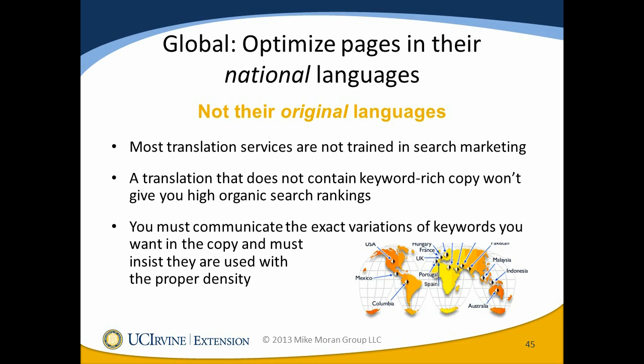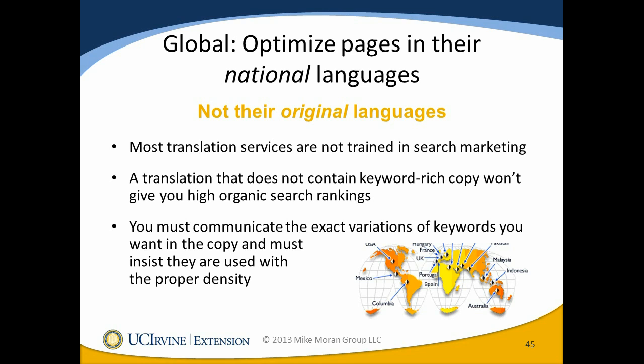So if you have a global website that is translating all of this content into other languages, there are some specific things you need to think about in terms of content optimization for search. One thing that you might not think of is that you have to optimize your pages for search in the national languages, not in the original languages.